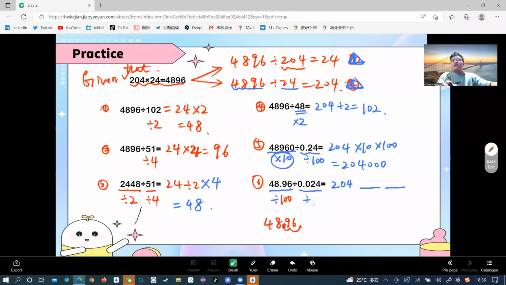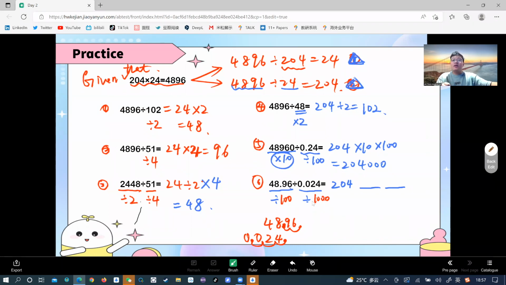Okay, and for the next one, original number in the divisor is 24, and this will be the decimal point. And how do you get that 0.024? You move 1, 2, and 3 digits. So that gives you 0.024, means you divide by 1000 here. Okay, that's the way how we found that.